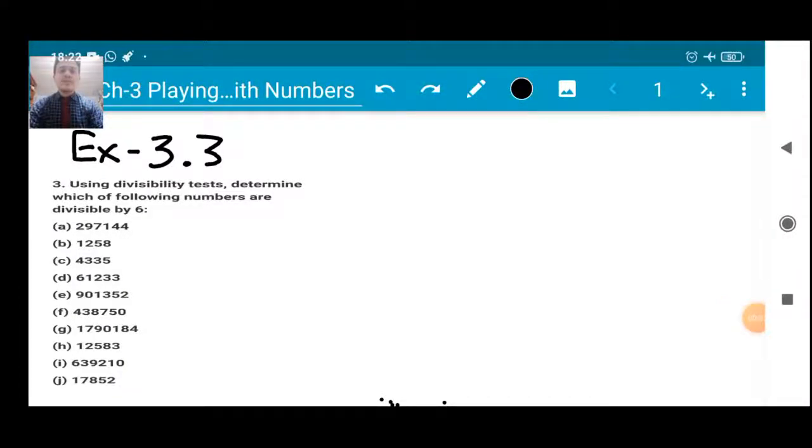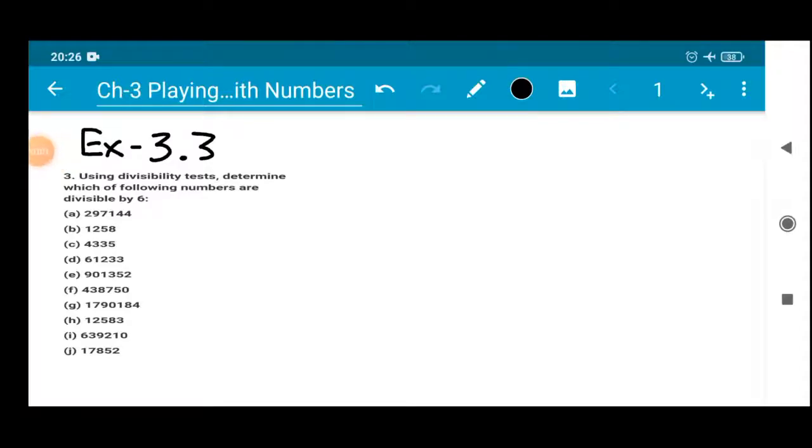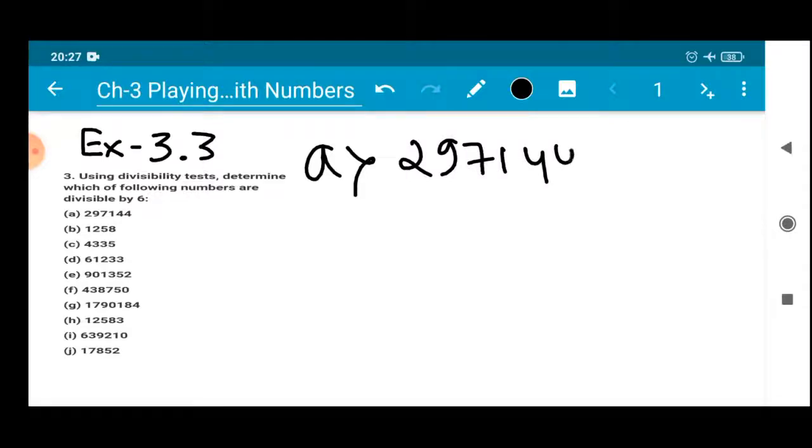So in today's class we will be doing question number 3 from exercise 3.3. Question number 3 states: using divisibility test, determine which of the following numbers are divisible by 6. So the first number we have is 297144. Here we have to identify whether this number is divisible by 6 or not, but without doing the division method. That means we have to use the divisibility rule.